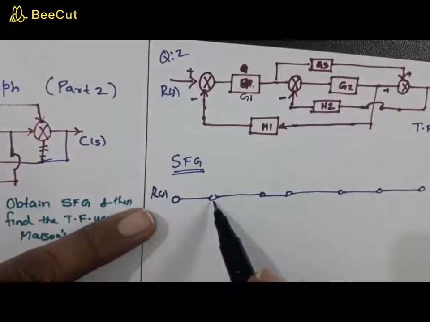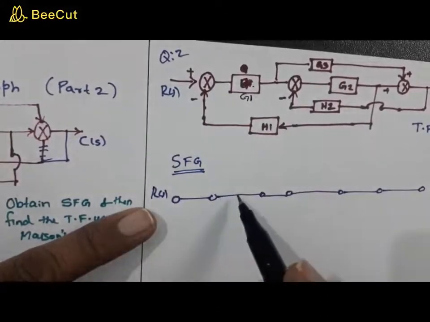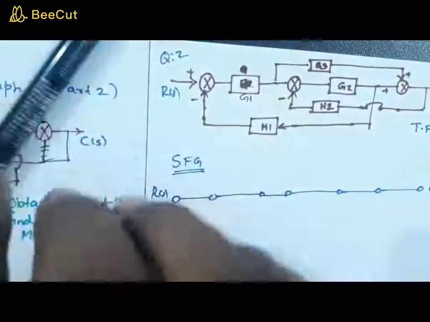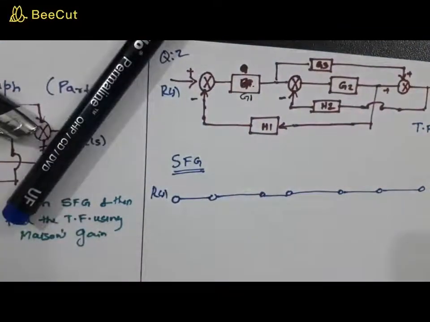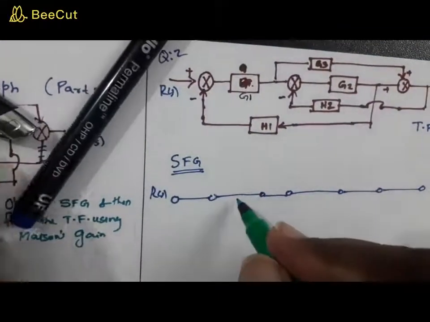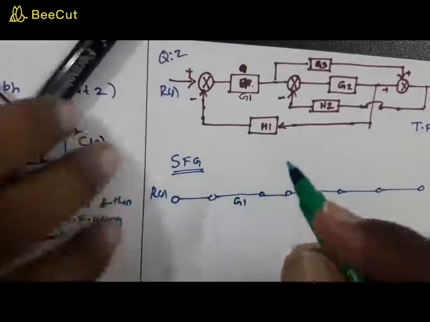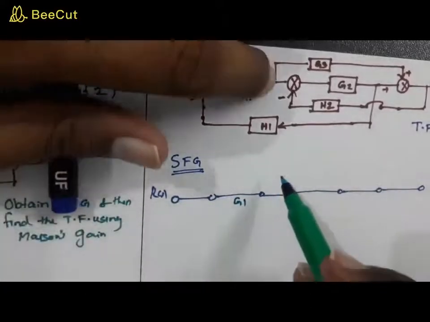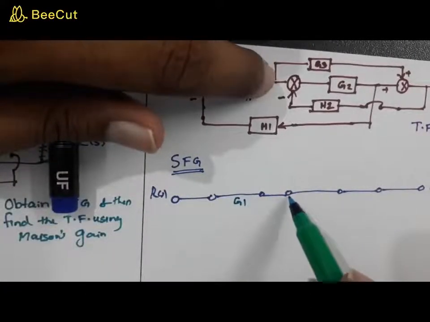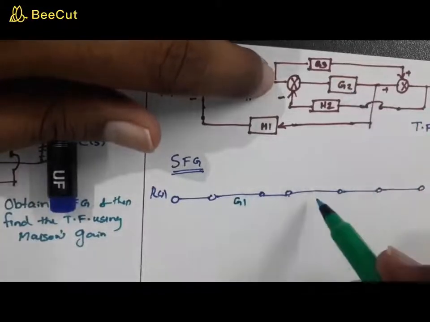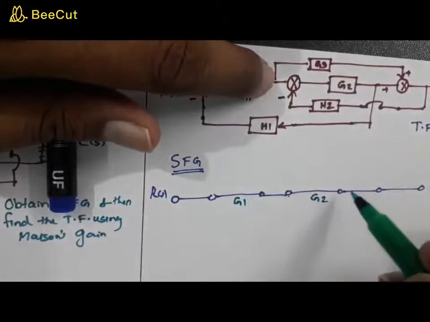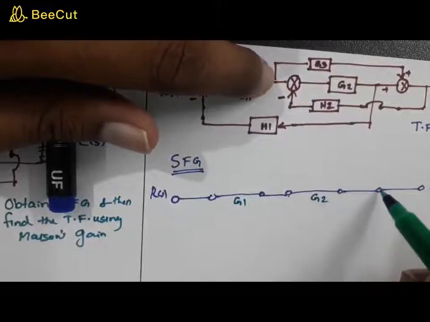Say this one is a summer, and this one will be your G1, right? This one is your G1, right? Then after that you have this point. Okay, then you have a summer. After the summer you have a G2. Then you have this takeoff point. Again you have a summer.